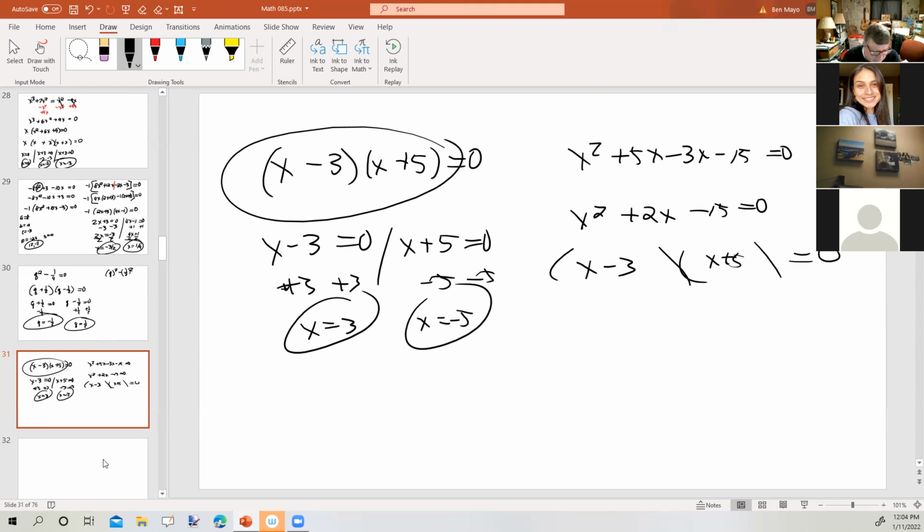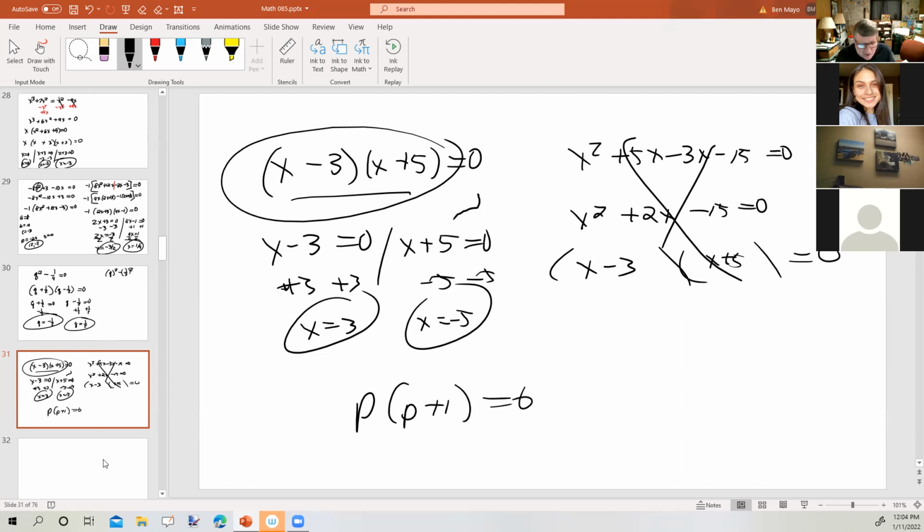Okay. Now, why is this inappropriate? Because this is already factored, set equal to 0. If you have a problem like we looked at earlier, like this, where it's factored but not set equal to 0, that's when you've got to multiply it all out and move the 6 over. Okay. So make sure you differentiate between those two ideas.